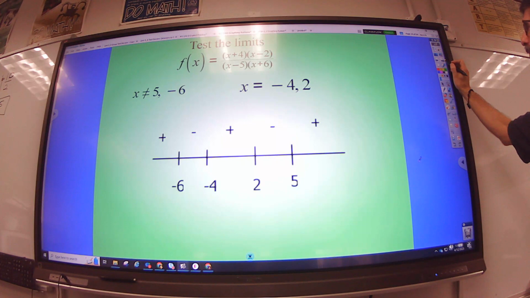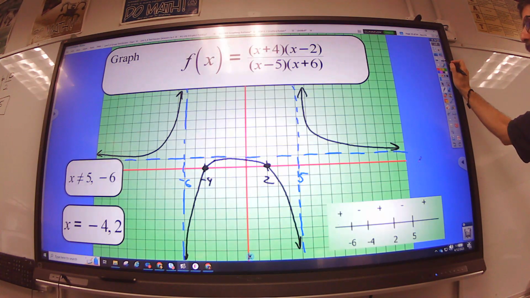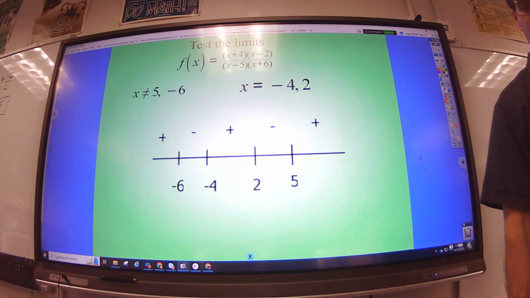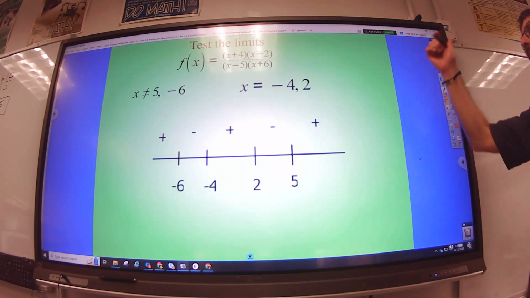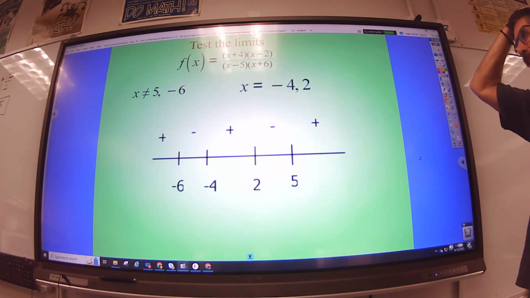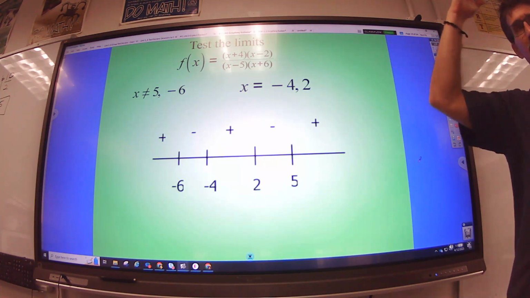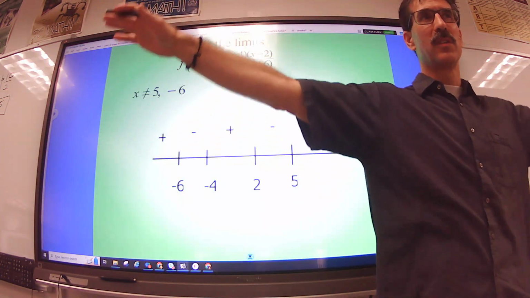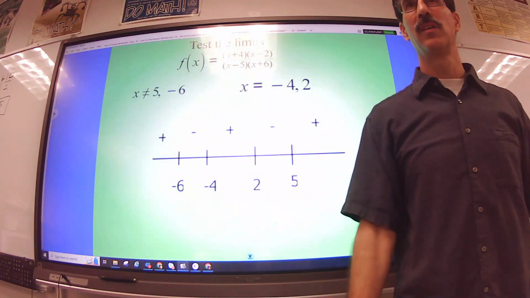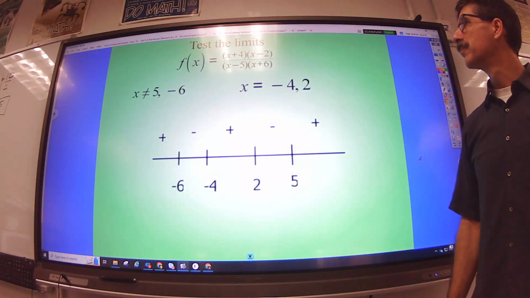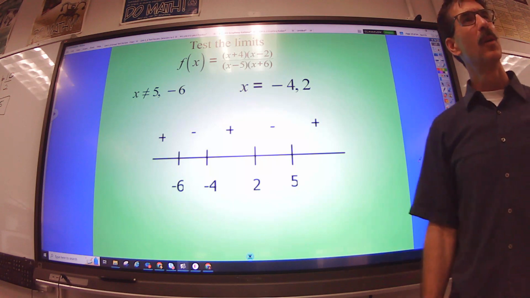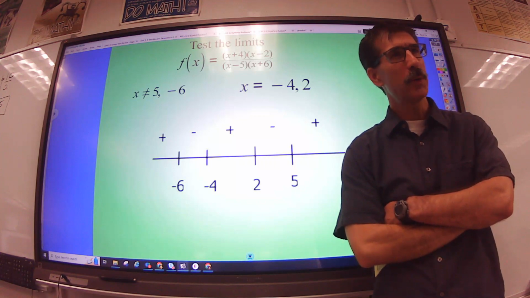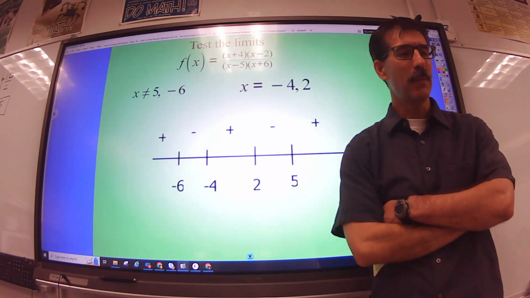Where are we at? Did we test the limits? Did we graph? Back at this problem here. Okay, here's my million-dollar question. What's my horizontal asymptote for this? What's my m and what's my n? It's factored out, but if you multiplied it, what would it be?